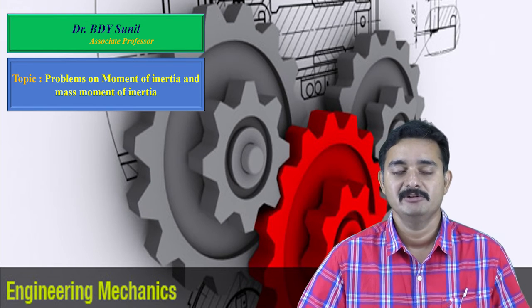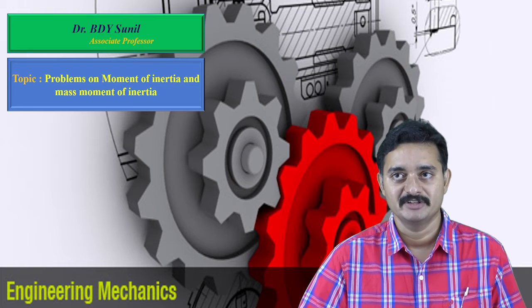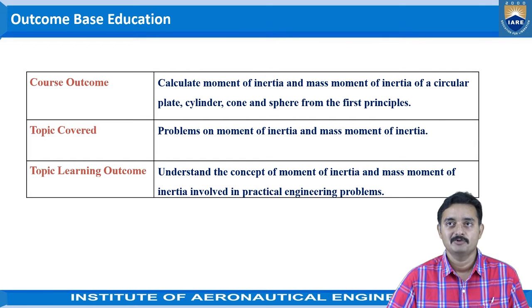In this session, we will be learning about the problems on moment of inertia and mass moment of inertia. The course outcome of this topic would be to calculate moment of inertia and mass moment of inertia of a circular plate, cylinder, cone, and sphere from the first principles. The topic covered would be problems on moment of inertia and mass moment of inertia. The topic learning outcome is to understand the concept of moment of inertia and mass moment of inertia involved in practical engineering problems.